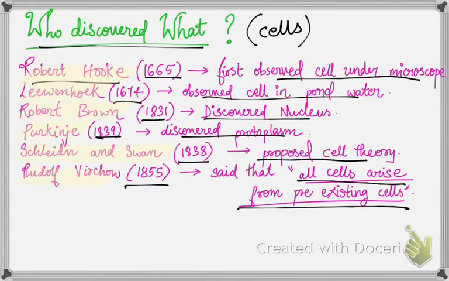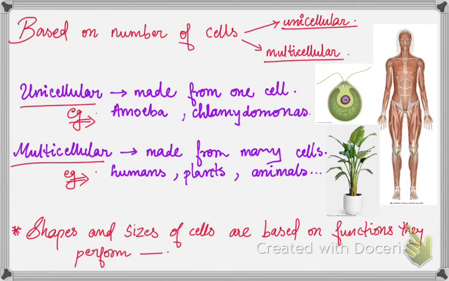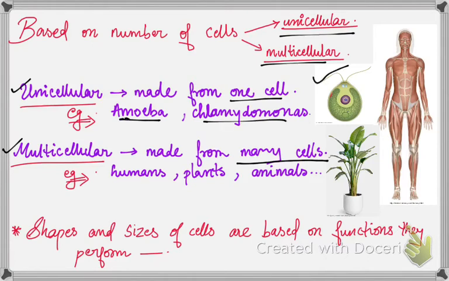Now, based on the number of cells, organisms are divided into two, unicellular and multicellular. Unicellular means an organism which is made up of one single cell, which clearly means that its body is made up of one single cell. And multicellular organisms are the organisms whose body is made up of many kinds of cells. A few examples of unicellular organisms are amoeba, chlamydomonas, etc. And multicellular ones are plants and animals, as you know.